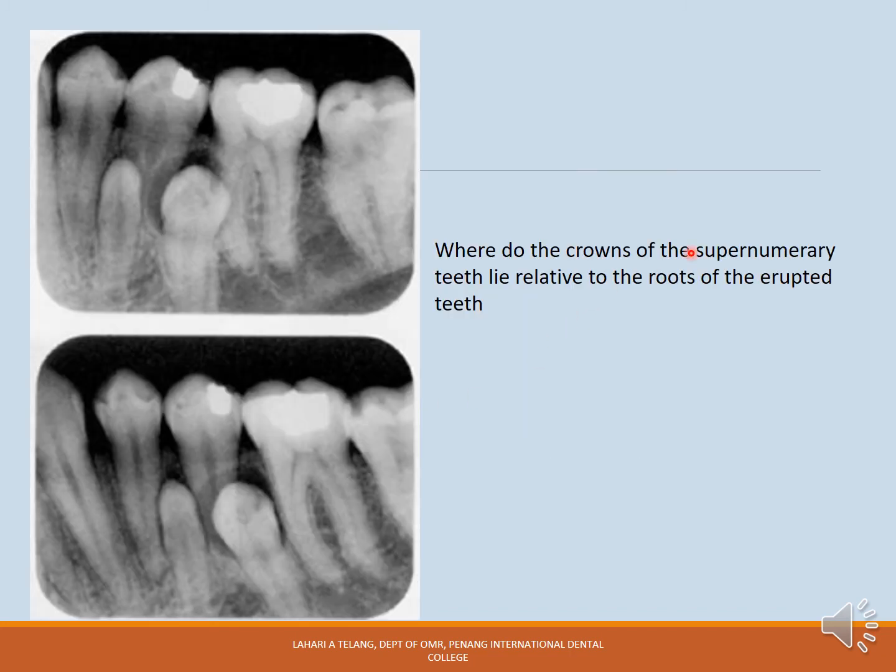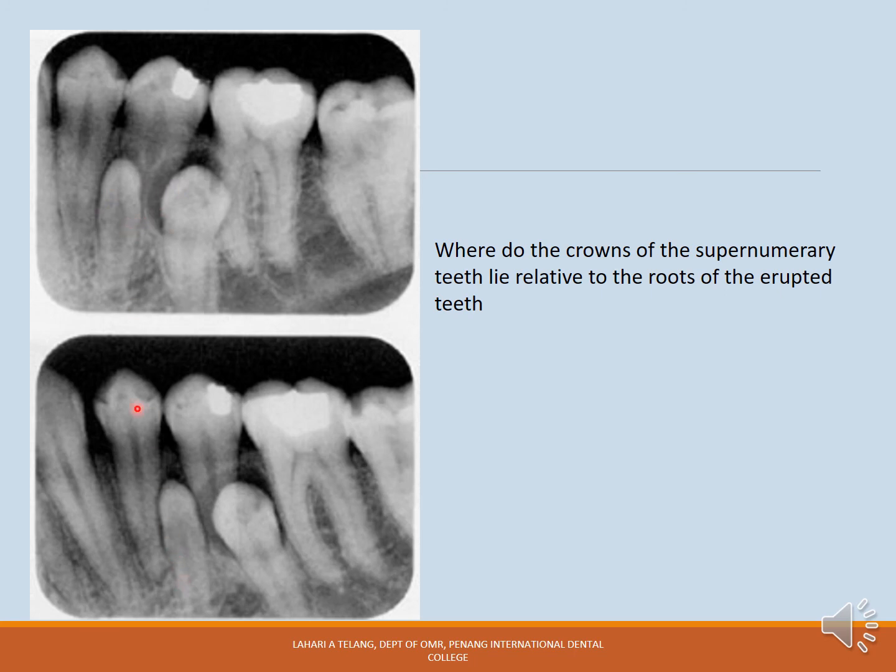Here there are two impacted teeth. So the question is, where do the crowns of the supernumerary teeth lie relative to the roots of the erupted teeth? If you notice here in the first image, there are two supernumerary teeth, and the second one is actually superimposing over the mesial root of the first molar, and also both of them are superimposed over the second premolar.